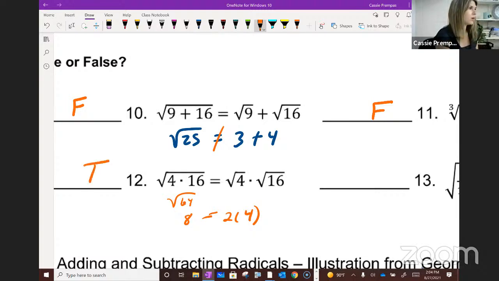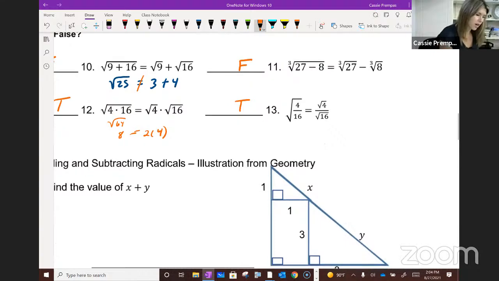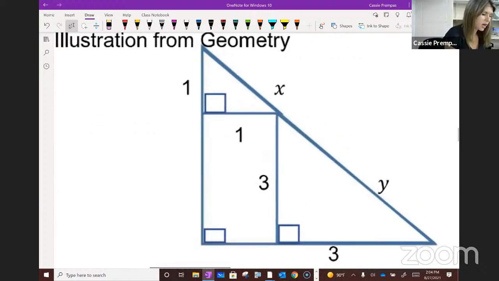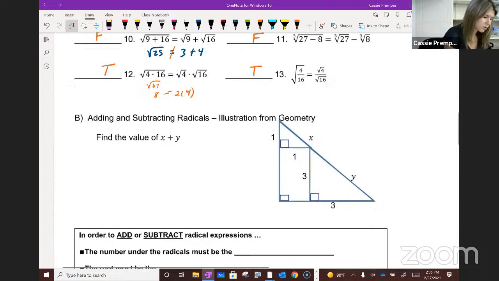You can separate when it's multiplication. Can you separate when it's division? Yeah, you can do that too. So you just cannot separate the radical when it's addition or subtraction. Also, along the lines of adding and subtracting radicals, we want to make sure we know what are like radicals. And because you guys came from geometry, I'm going to use a geometry illustration to show how to add radicals.